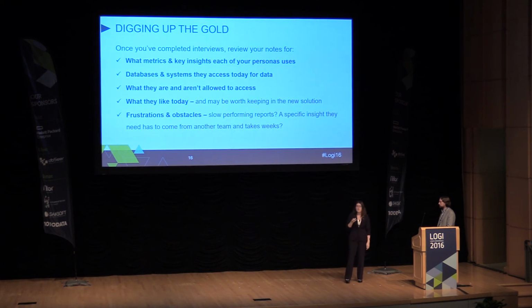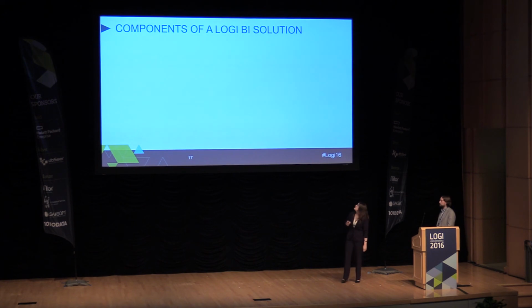You're looking for what are the metrics that they're interested in or that they need to use in a day, what databases, what systems do they interact with on a daily basis, what teams, what do they like today? That's an important one because you probably don't want to disrupt that in your solution design. And also, what obstacles are they facing in getting access to data in their current solution? Once you've boiled all that information down and pulled out those points, you'll find that you have the information you need to detail the components of your BI solution and then pull together an architecture out of that.